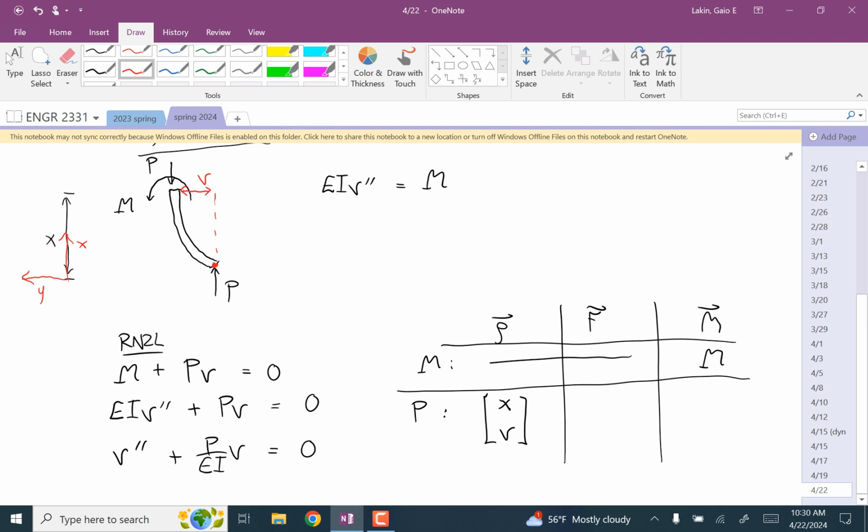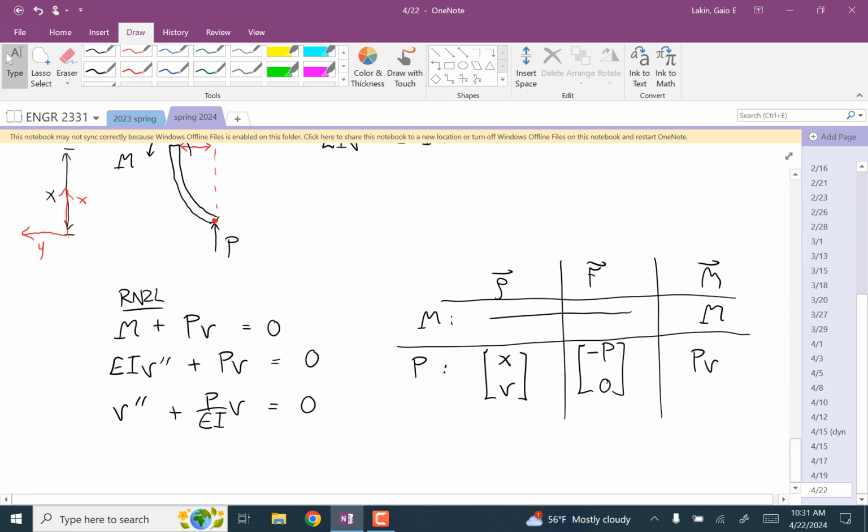So then the force is negative. Yeah, the force is negative P, 0, and so the moment is PV. Okay, thanks for doing that. Yeah, that makes a lot more sense. Okay.